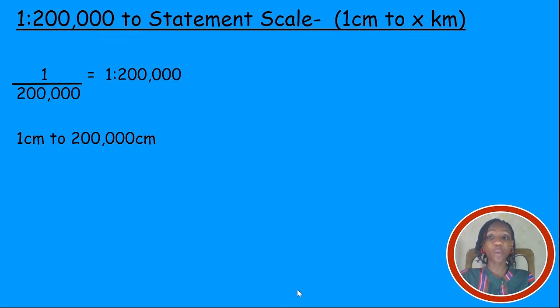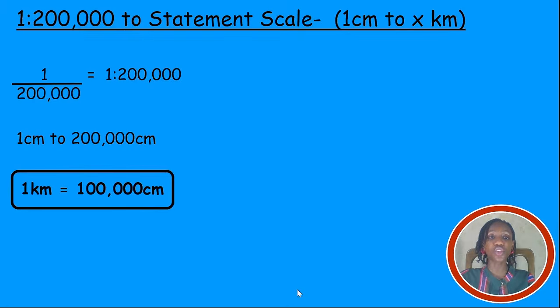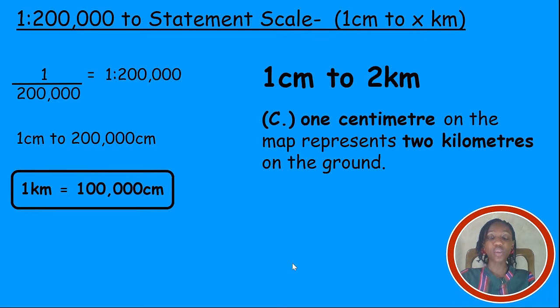If you've watched our video on map scale or you've seen our previous correction videos, then you should remember the equation I told you to never forget anytime you're doing map scale conversions, which is 1 kilometer is equal to 100,000 centimeters. So now if 1 kilometer is equal to 100,000 centimeters, that means 100,000 centimeters equals 1 kilometer or vice versa. So that means 200,000 centimeters will be equal to 2 kilometers. And so since we know that, 1 centimeter will now be equal to 2 kilometers. And then we have our answer to be C. 1 centimeter on the map represents 2 kilometers on the ground.